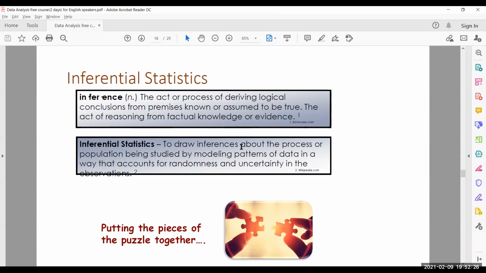Inferential statistics by Wikipedia is simply to draw inferences about the process or the population being studied by modeling patterns of data in a way that accounts for randomness and uncertainty in the observations.